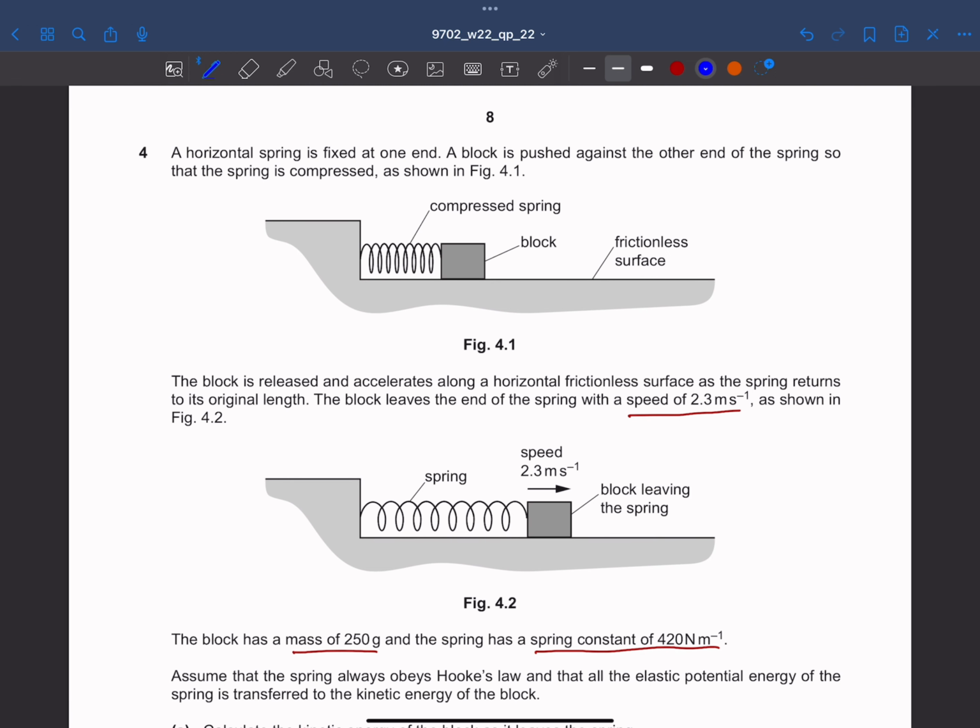The block is pushed against the other end of the spring so that the spring is compressed as shown in figure. So here you have the compressed spring. Here you have the block, frictionless surface. The block is released and accelerates along a horizontal frictionless surface as the spring returns to its original length. The block leaves the end of the spring with the speed of this much as shown in figure 4.2. So what is happening? Here you have the speed 2.3 meter per second. Block is leaving the spring.